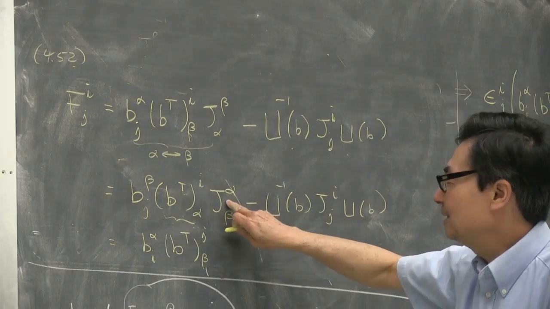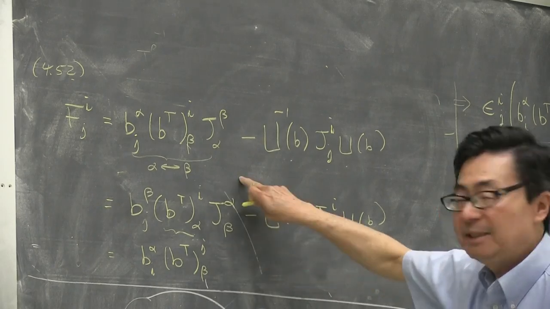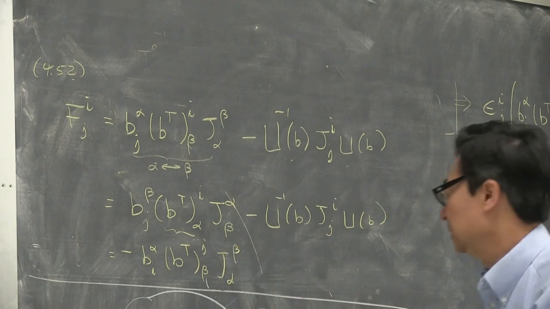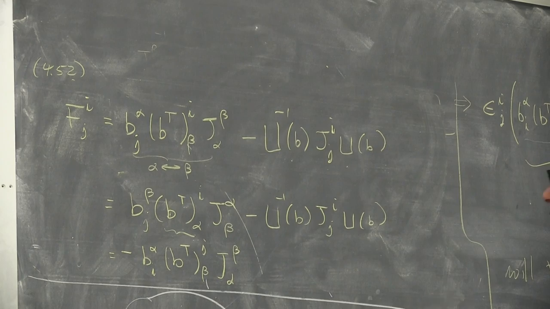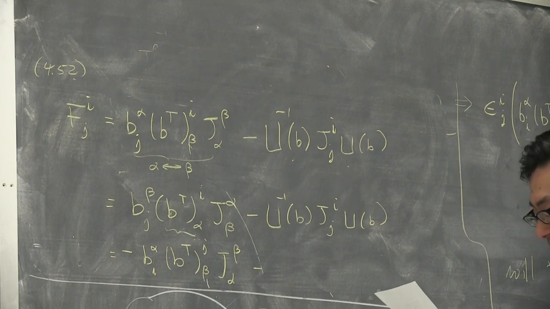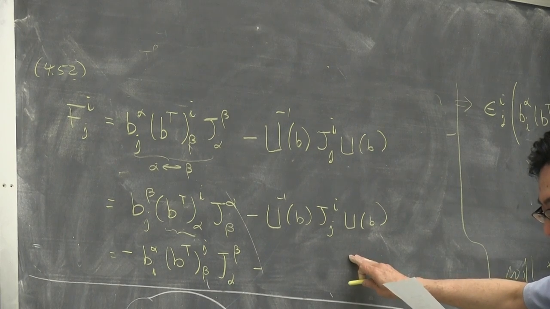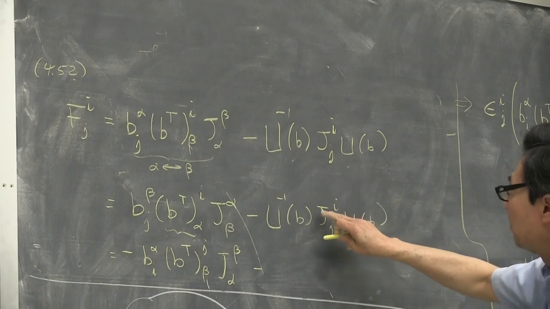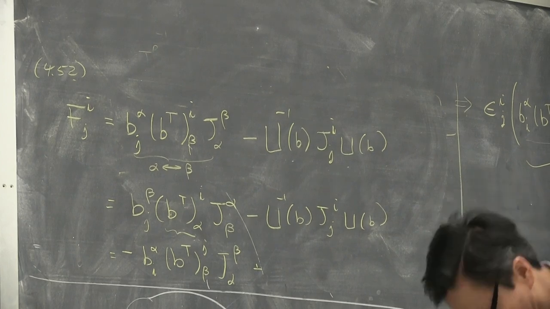Now remember that these guys are anti-symmetric. So J beta alpha is equal to minus J alpha beta. So let's take a minus sign in here and write this as J alpha beta, like that. Okay? And so the second term is written exactly the same way, except now I write Jji as minus Jij. And so this becomes a plus.